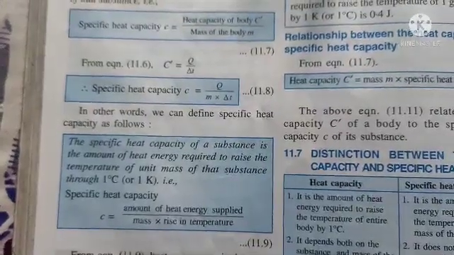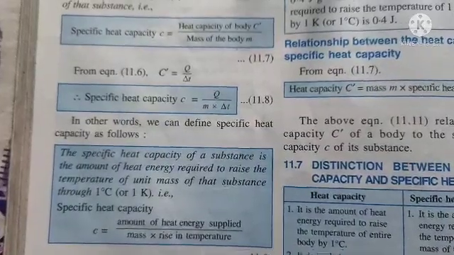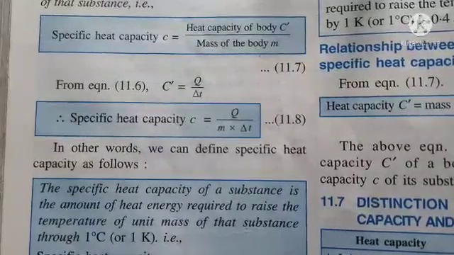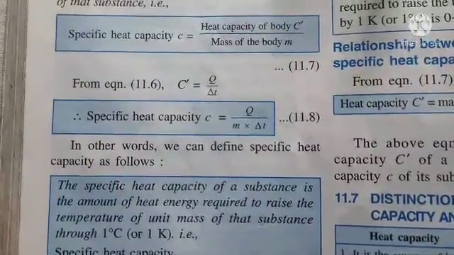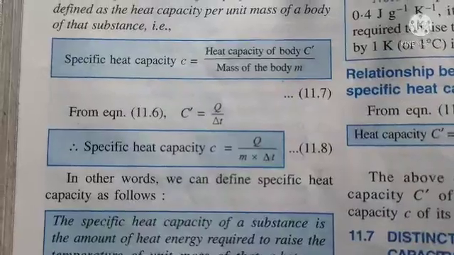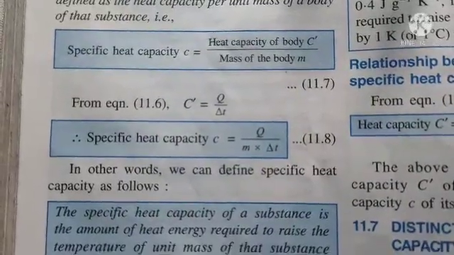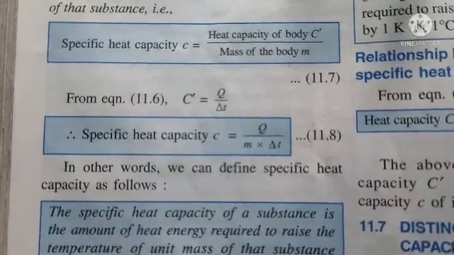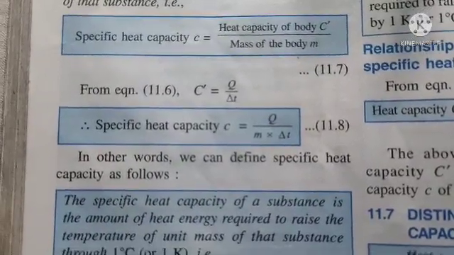So we know C prime equals Q by delta T, and small c, specific heat capacity, equals C prime by M. So finally we get Q divided by M delta T. As you can see here, C prime is the heat capacity, which is Q divided by delta T, absorbed per unit rise in temperature, and specific heat capacity is actually the heat capacity per unit mass. Now, in equation 11.7 you can see, replacing that, we get specific heat capacity c equals Q by delta T divided by M, the mass of the body.